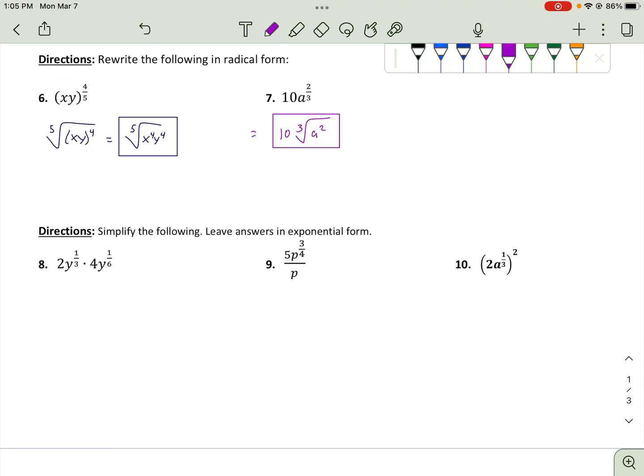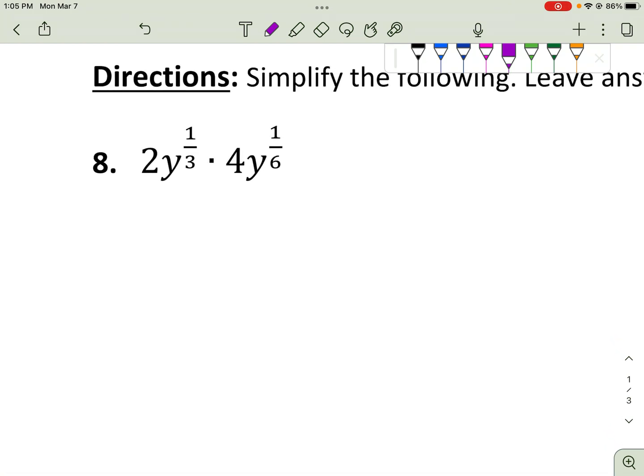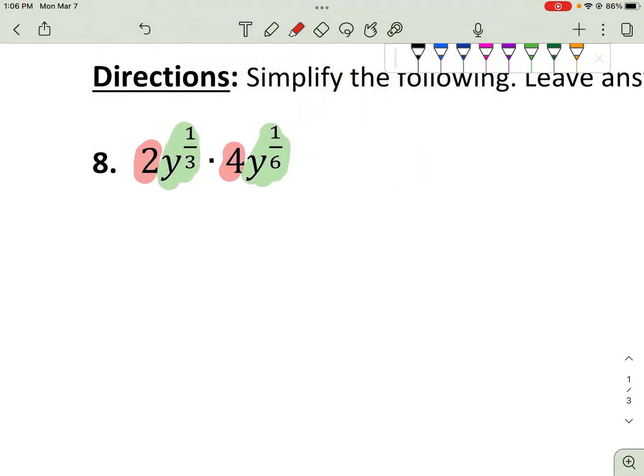All right, simplify the following, leave answers in exponential form. So what we're going to do here is similar to when you do x squared times x cubed. You should know, hopefully, that that means you add the exponents, you get x to the fifth. Because this means 2 x's multiplied together, 3 x's multiplied together, so total we're multiplying 5 x's together. So that's how we're going to deal with the y's right here. The numbers themselves, we're just going to multiply those numbers together because they don't have different powers other than 1.